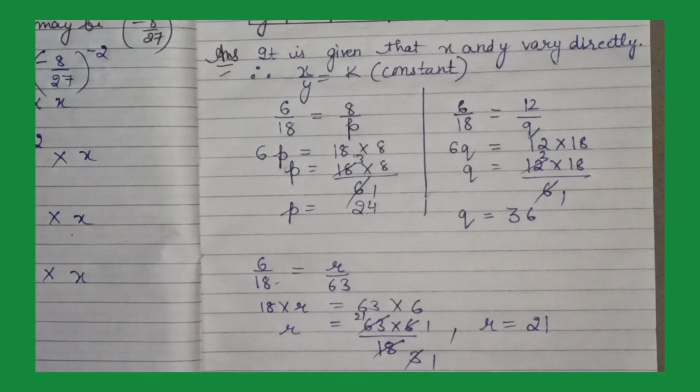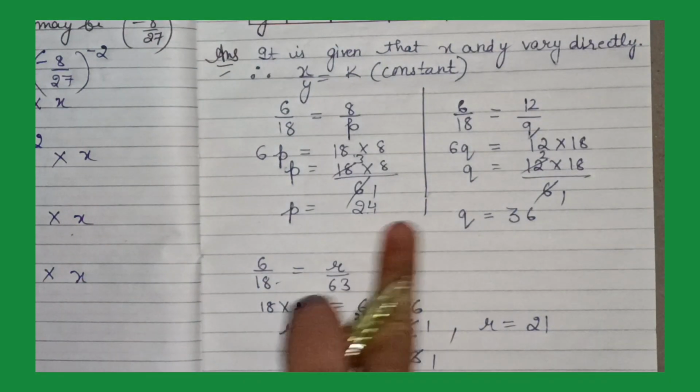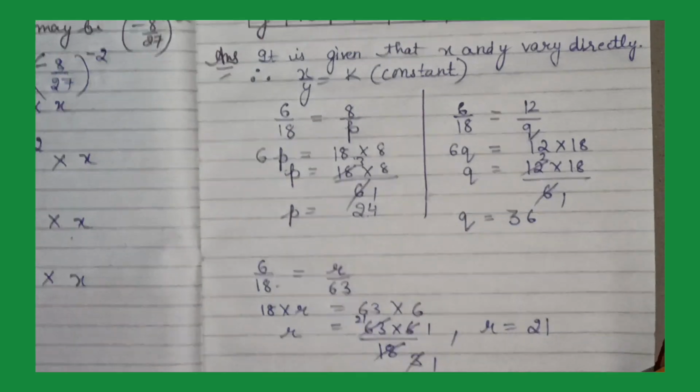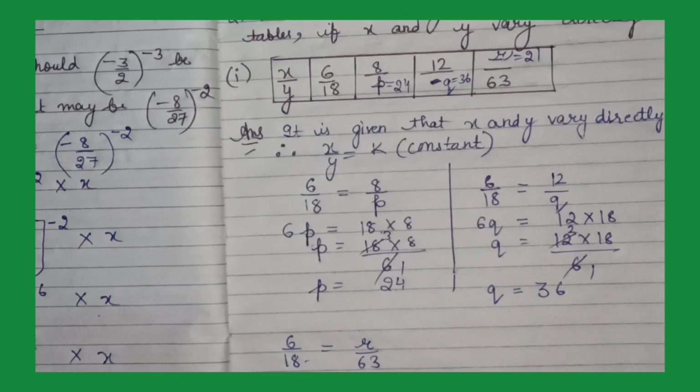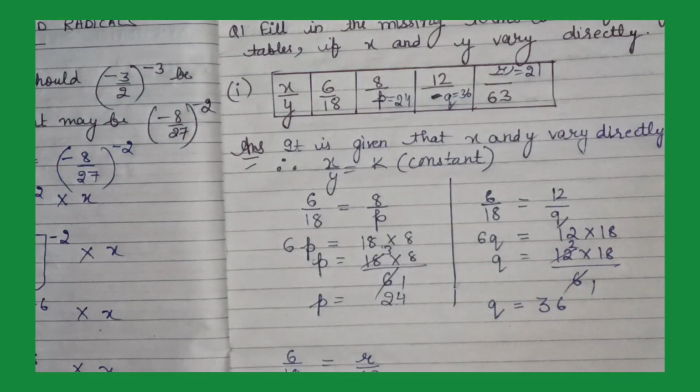Now we have the values of P, Q and R: P is equal to 24, Q is equal to 36 and R is equal to 21. This is our answer. The second and third parts are the same as this first one.